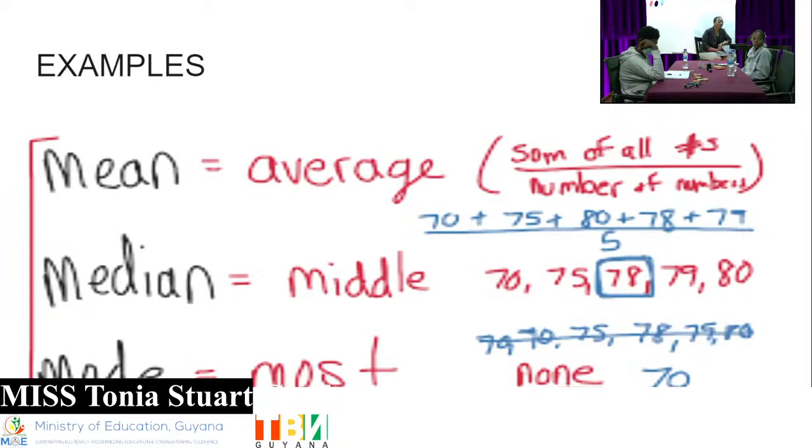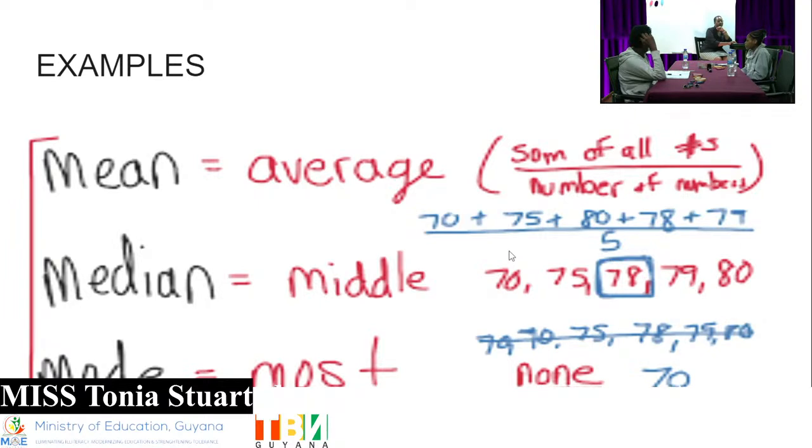Then we have the mode, the one that appeared the most. Why don't we have a mode there? Because all of them only appeared once. So we don't have any that appear more than any other one. Right? So, no mode. So, let's go. How do we find the mean?